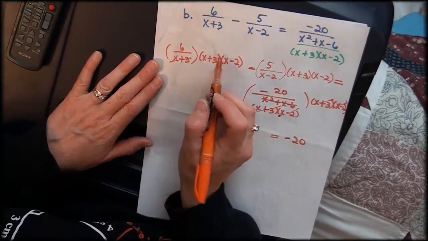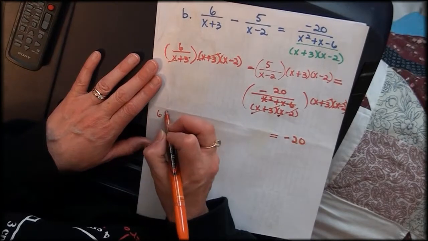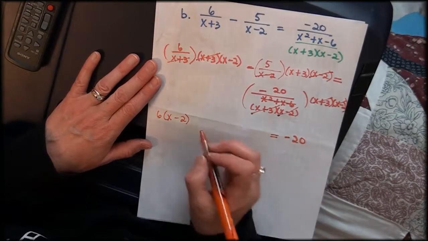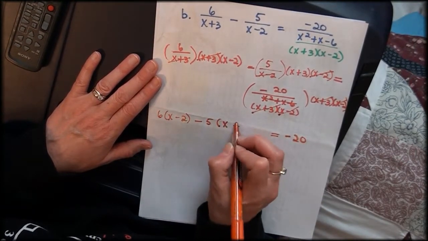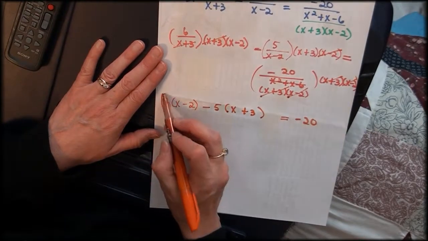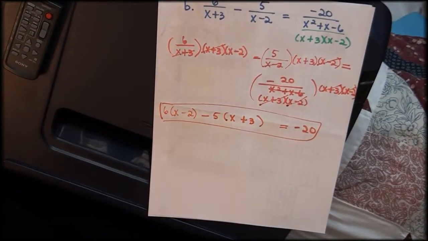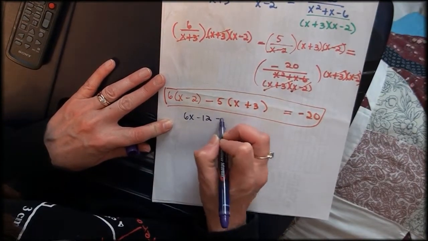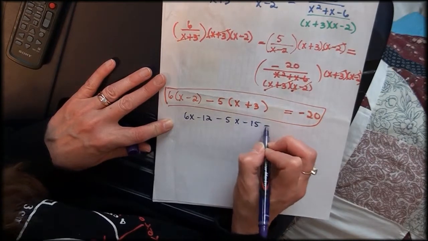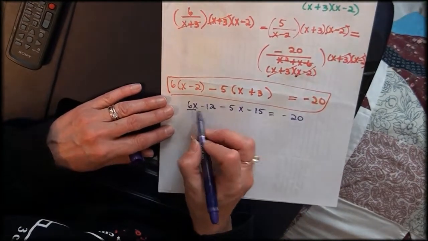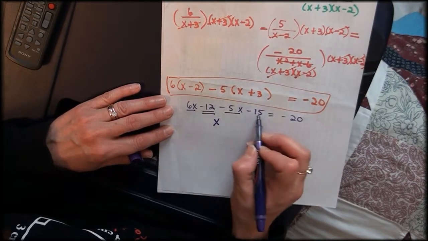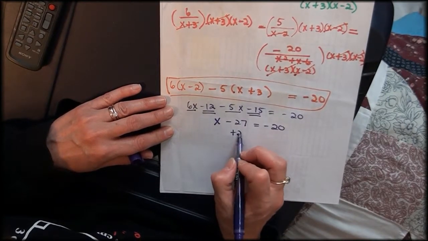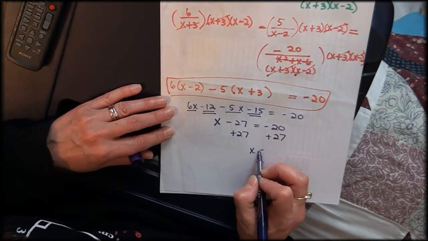Now over here, the x plus 3 cancels out with the x plus 3, and I get a 6 times an x minus 2. Here, the x minus 2 cancels out with the x minus 2, and I get a negative 5 times an x plus 3. This is a very simple equation to solve because all I have to do is distribute my 6 through, distribute my 5 through, combine up my like terms. 6x minus 5x is x, negative 12 minus 15 is a negative 27. Super easy to solve. I'm going to add a 27 to both sides. That tells me that x is going to be a 7.